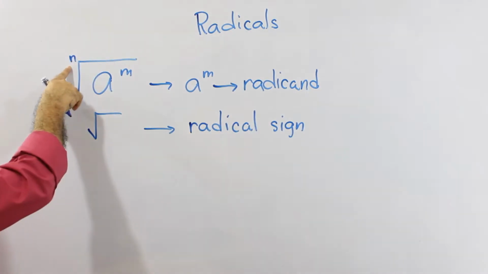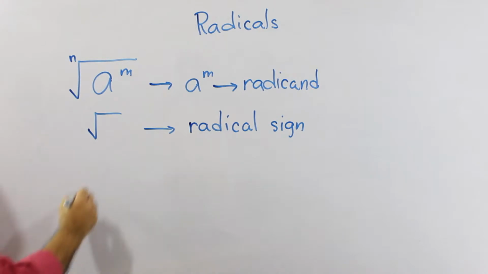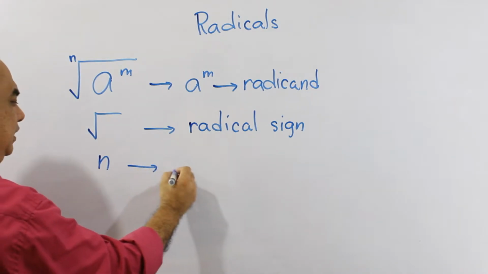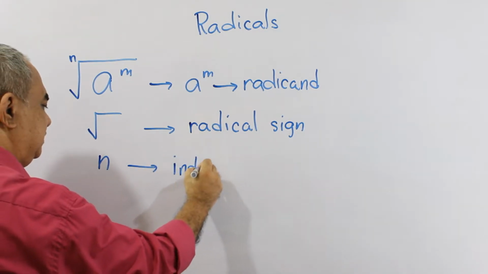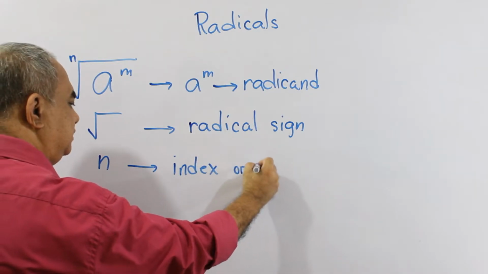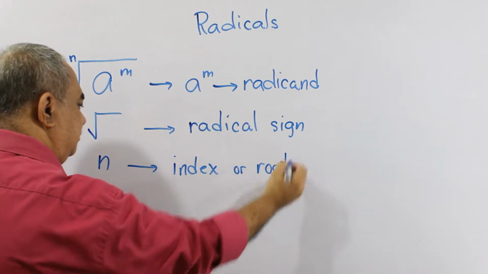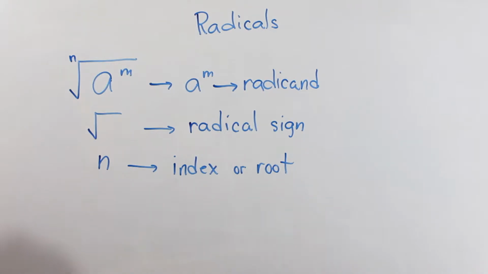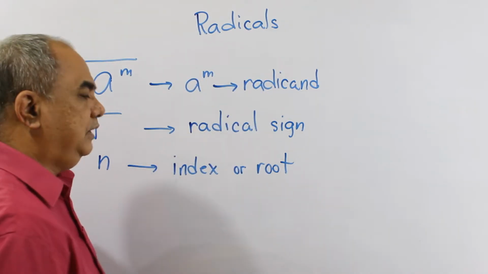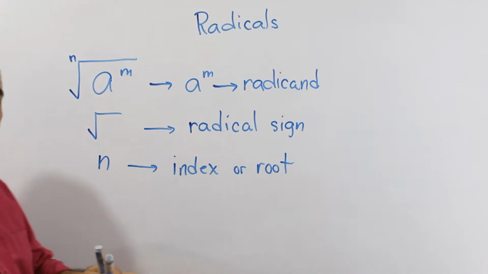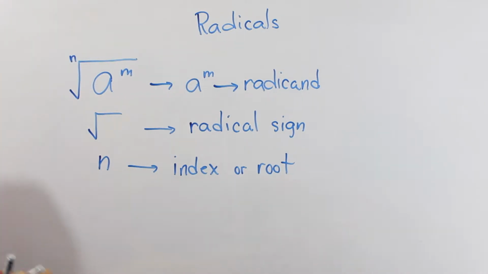Now what about the n here on top of the radical sign? We call this n either your index or simply your root. Okay, so these are the basic concepts of radicals. So how are we going to simplify radicals? Let's consider first all constants.